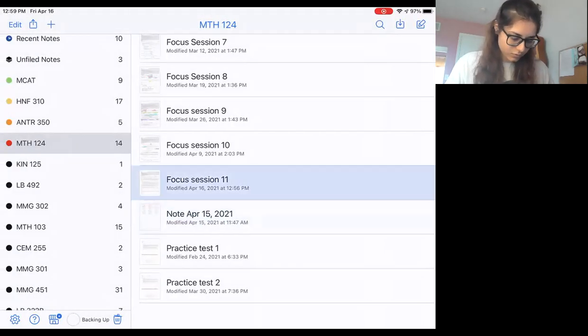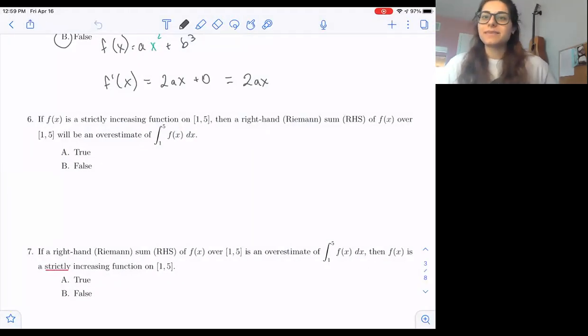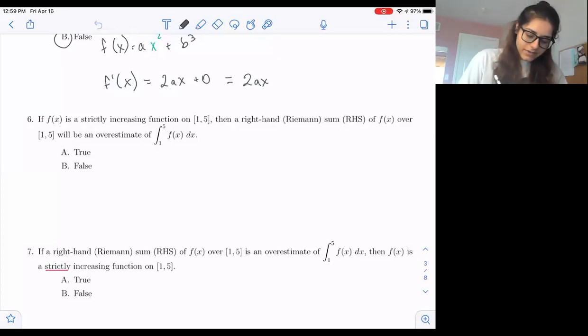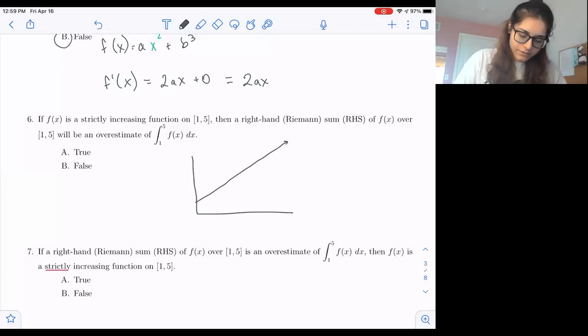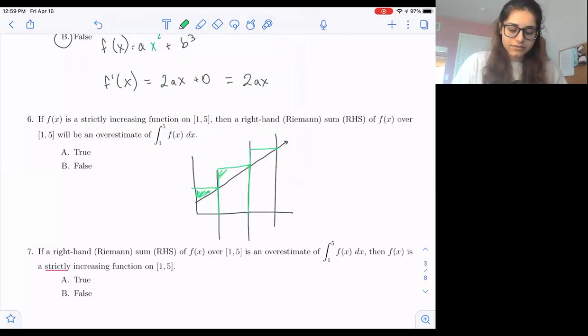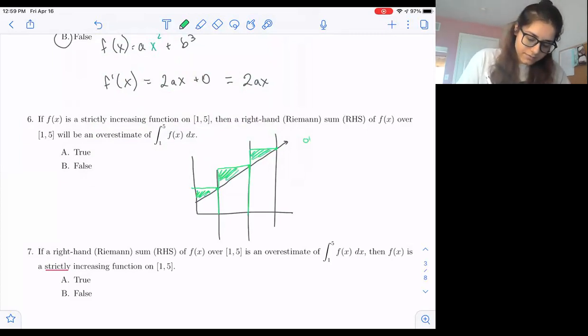Okay, so for this one, strictly increasing, that means it's going this way, right? I would just sketch this out. Then a right-hand sum. If we want to make some rectangles, right-hand sums, we're going to go off the right-hand points. Here's one rectangle, here's another rectangle, here's another rectangle. We have the space above the curve that we're accounting for. So this looks like an overestimation.